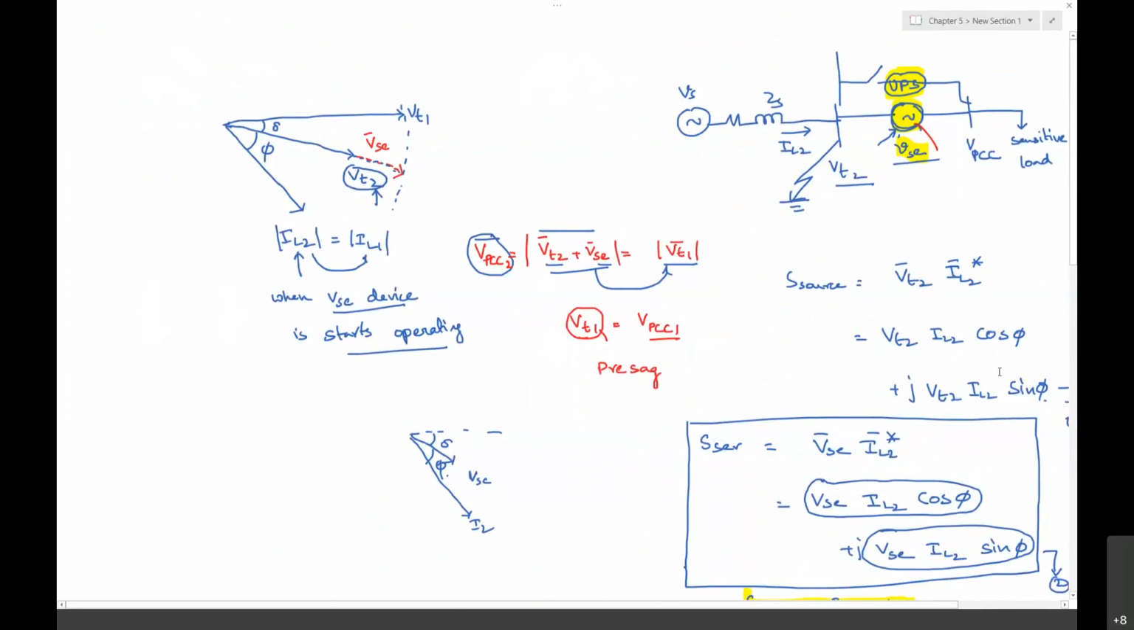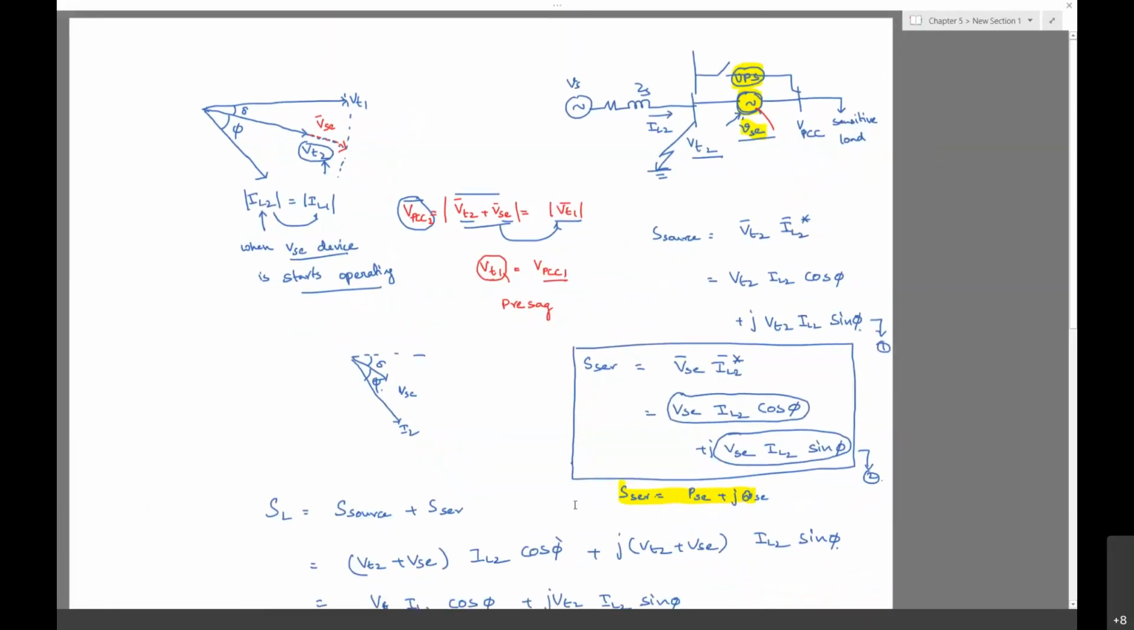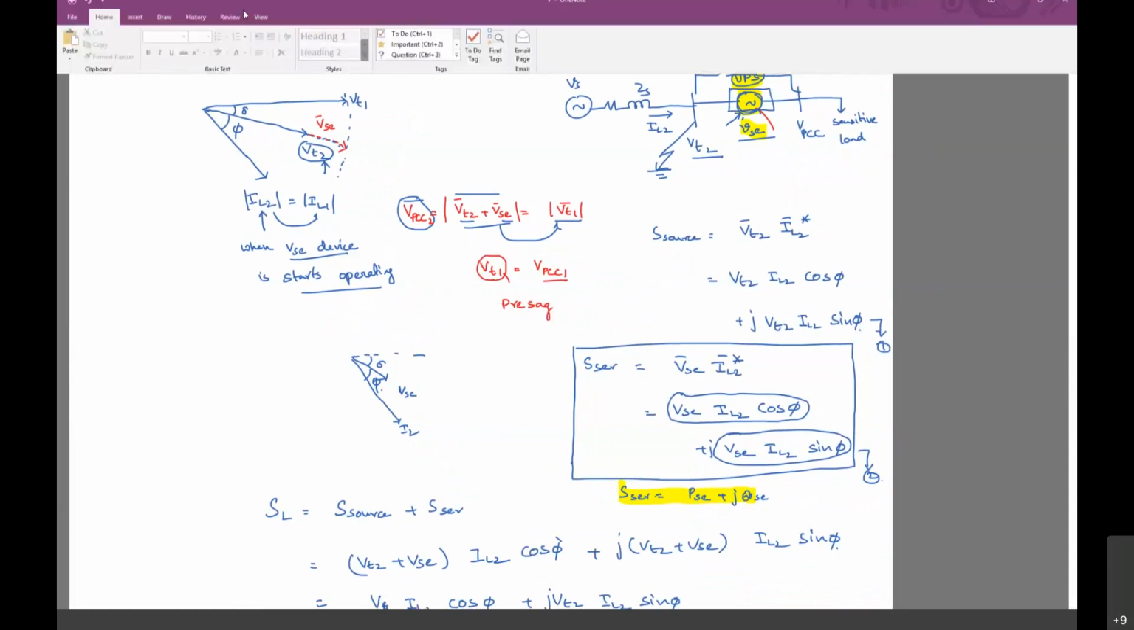We have been discussing the voltage quality improvement, where we have discussed improving the voltage quality with respect to the sag voltage, and the device which is there, this particular device.